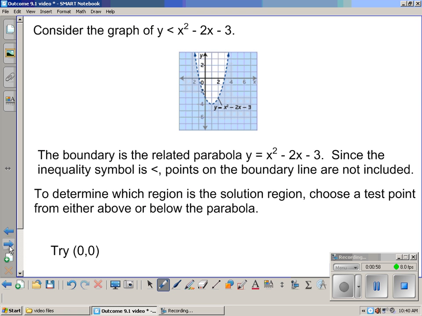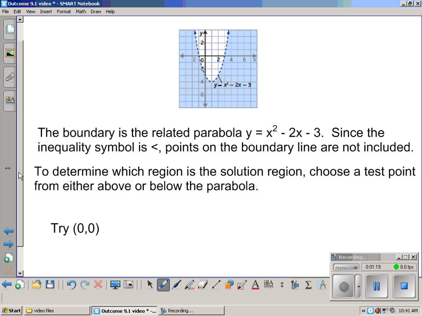The boundary is the related parabola, y equals x squared minus 2x minus 3. And since the inequality symbol is less than, points on the boundary line are not included, and so it's a dashed line. To determine which region is in the solution region, choose a test point from either above or below the parabola.